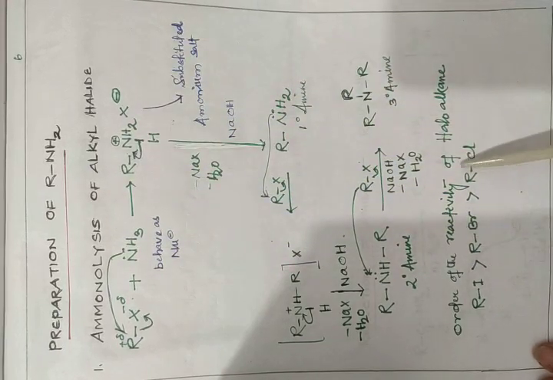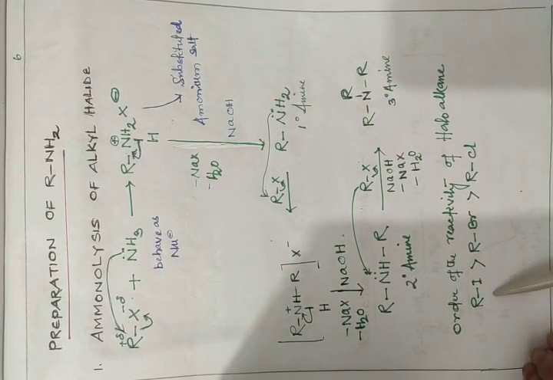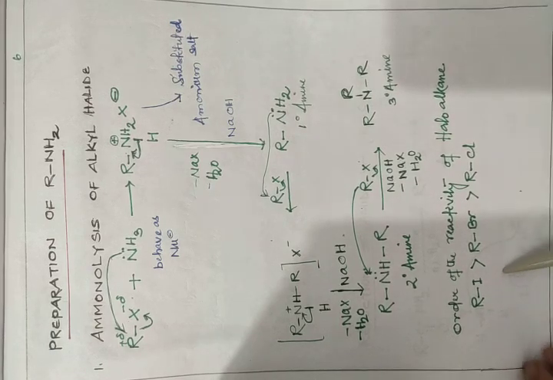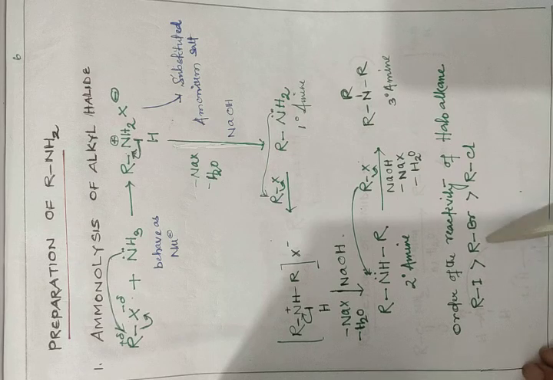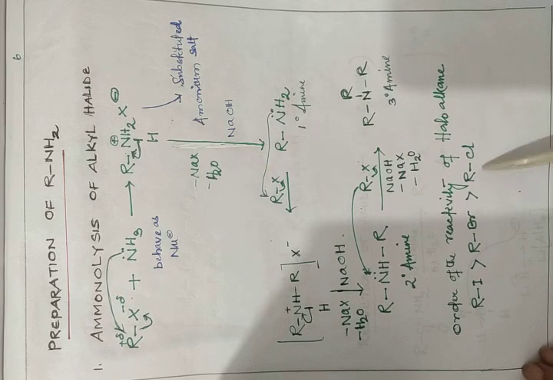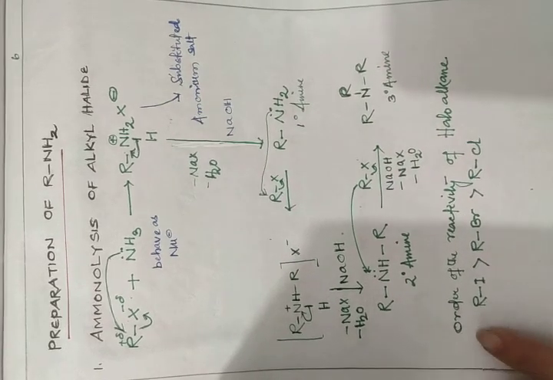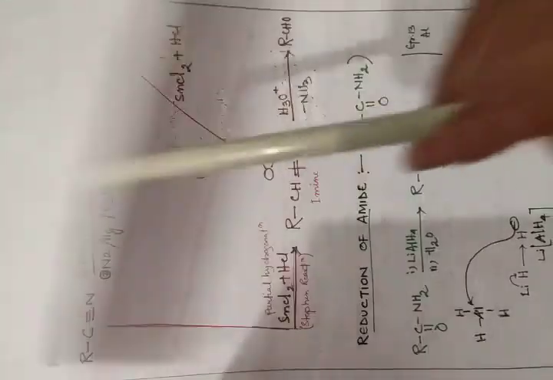Then the order of the reactivities of haloalkane. So this is the reactivity series of the haloalkane. Now here alkyl halide, that is alkyl iodide, alkyl bromide, then alkyl chloride. So this is the order of the reactivities of haloalkane.